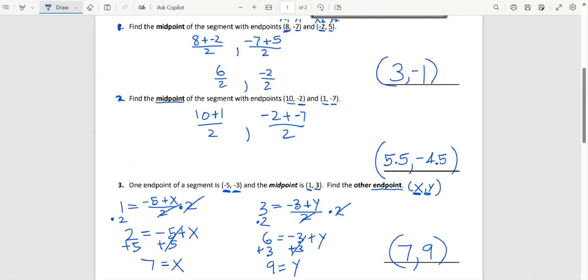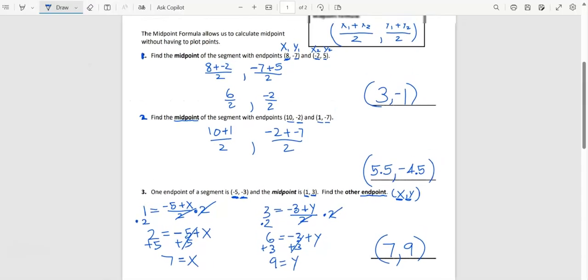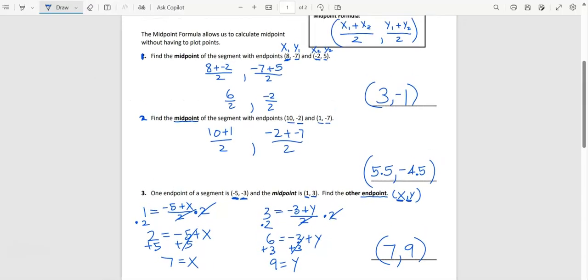So 1 and 2 are straightforward midpoint formula when you know the endpoints. But please be careful. Number 3 is if you know one endpoint and the midpoint to find the missing endpoint.